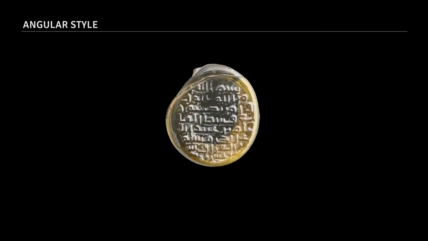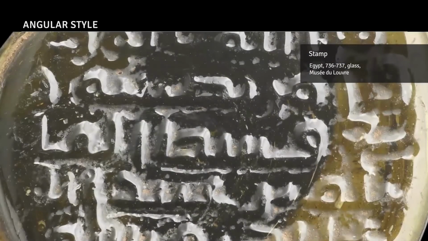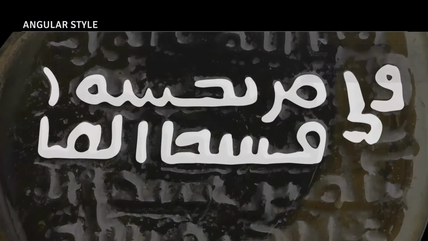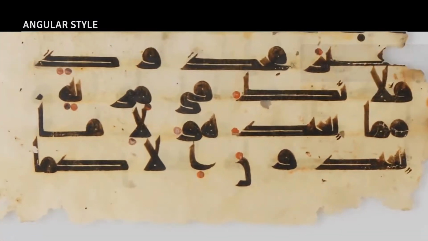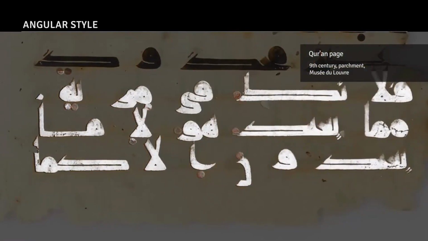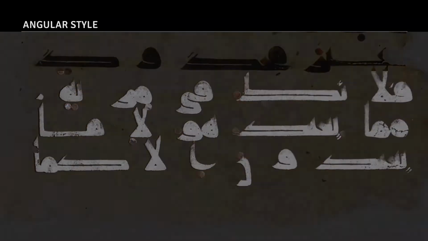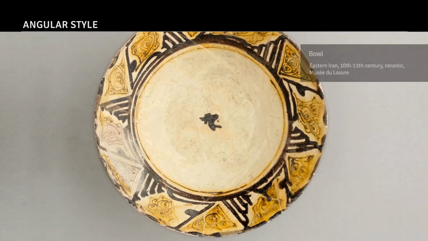There are two types of script. The first is angular and follows a baseline. It is called Kufic. It was the only style used for copying the Quran until the end of the 10th century. Its boundless decorative potential makes it sometimes barely legible.